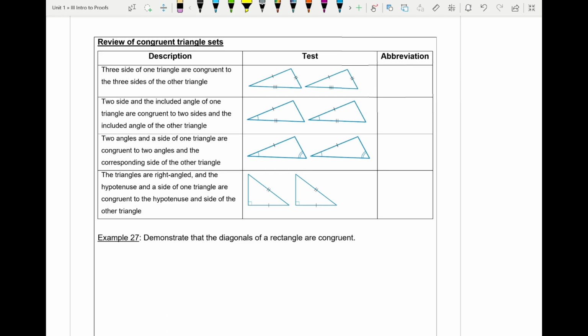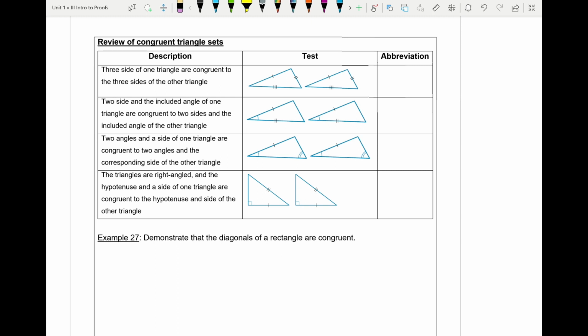Okay, in this video we're looking at a review of congruent triangles. We're looking at applying that in the sense of a proof, and then we're also looking at an introduction to some circle geometry. So starting off with our congruent triangles, there's a couple of abbreviations that we use to describe our 4 different cases of congruent triangles.